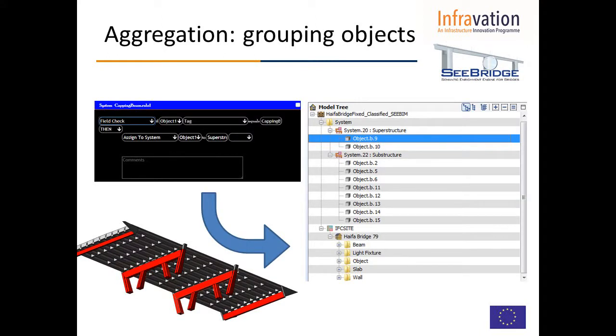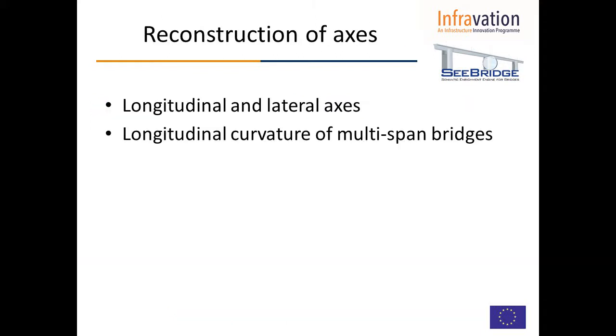Here you can see a simple rule that adds the capping beam we have seen before into the substructure, and the way we can see it in the model viewer. We want to create axes for the bridge. We have to choose the objects to help us to define them, such as main girders for longitudinal axes and abutment and capping beam for lateral ones. The axes will be aligned with the objects and lie on their projection to the XY plane.